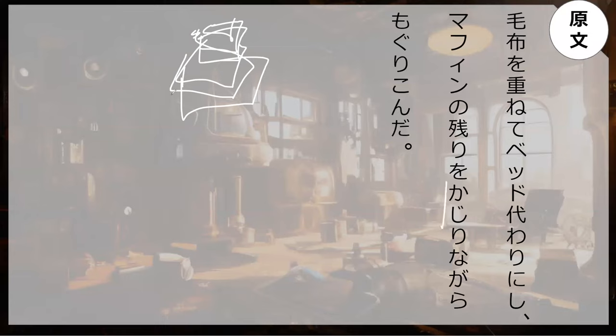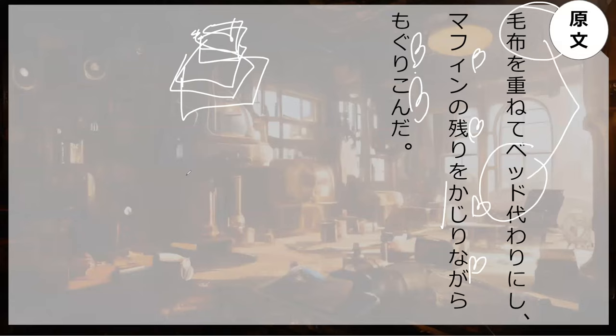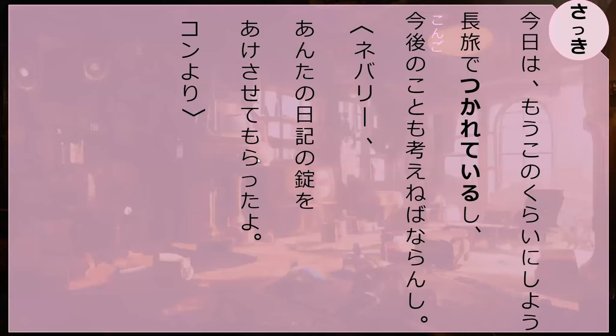Muffin no nokori o kajiri nagara. So while he was still munching on the leftover muffin, he moguri konda, he crawled into. And here, what it means is that he crawled into the blanket or onto the blanket. I'm not sure. Probably into, underneath. It is very cold right now.